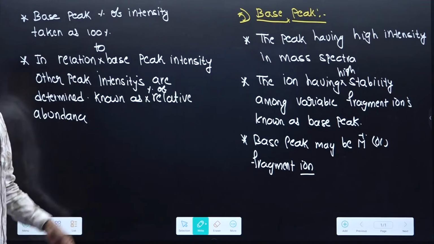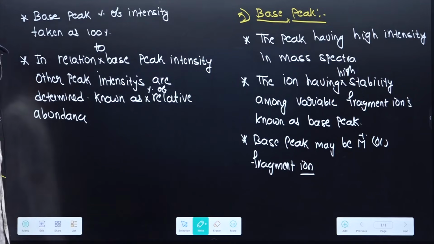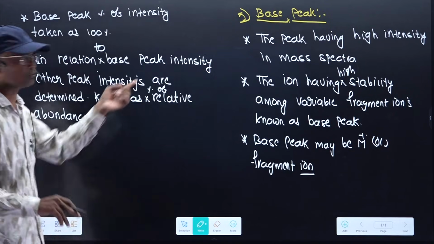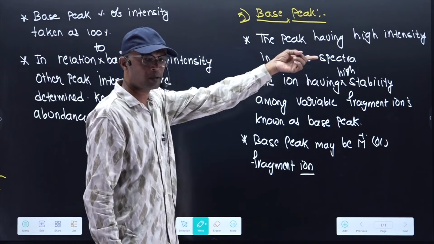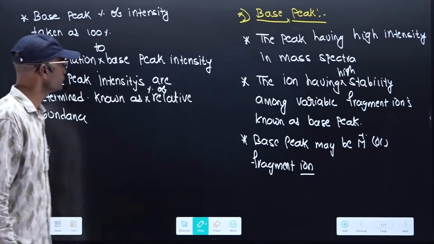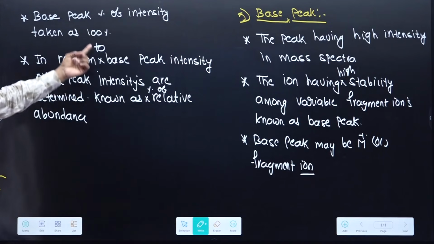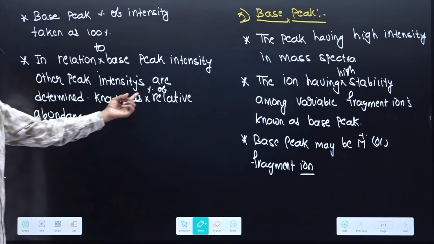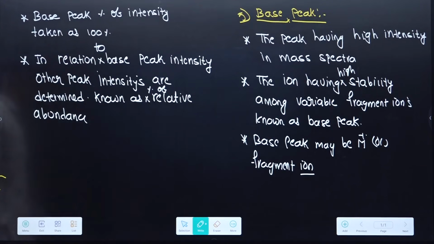So what is the use of the base peak? We can determine which is the most stable among all fragments. That is only one point. It is a highly intense peak in mass spectrometry. With the help of this base peak height, other peak heights will be determined. In relation to the base peak intensity, other peak intensities are determined. That is called percentage of relative abundance.